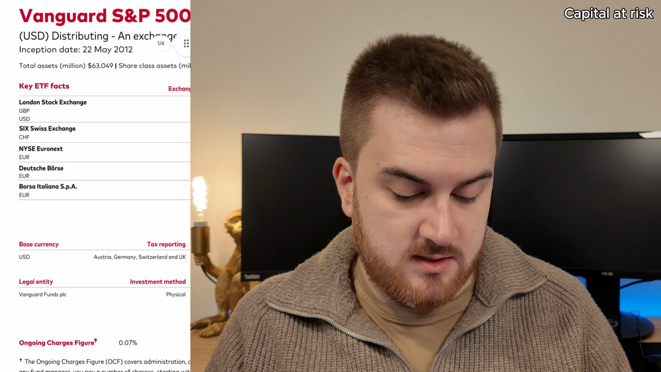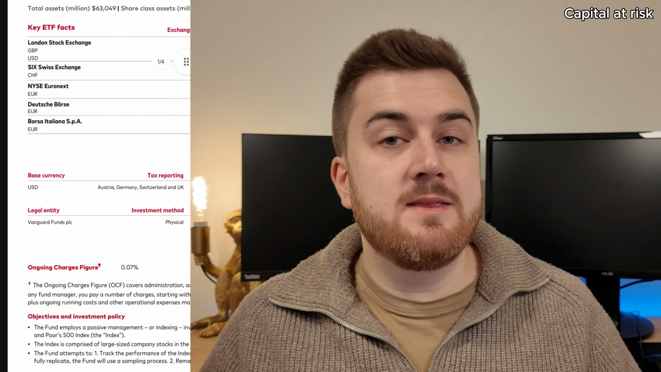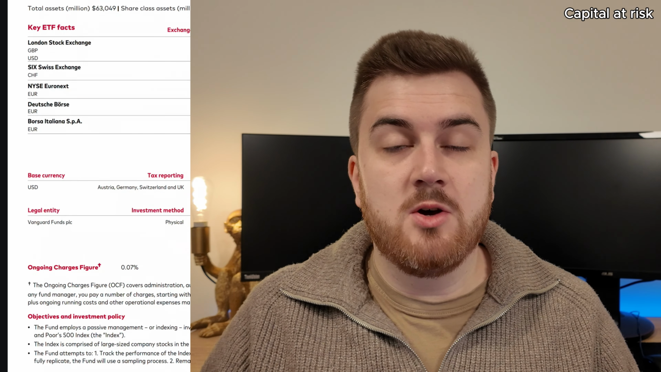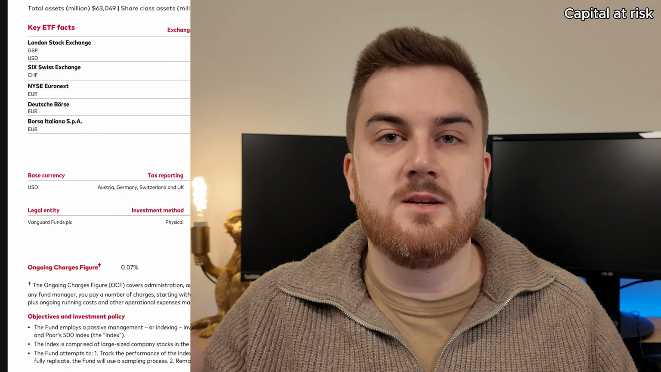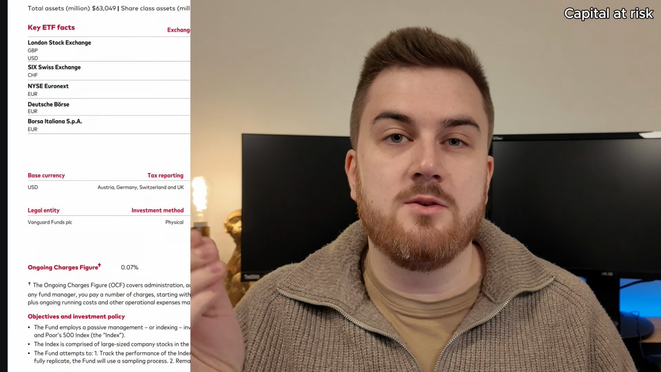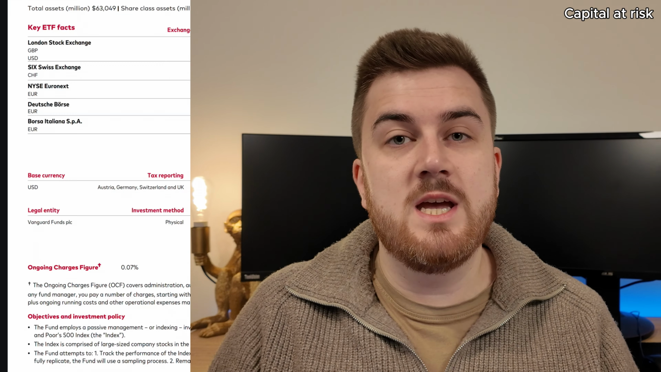the different stock exchanges. Another thing to keep in mind is the base currency. People get this confused. Base currency should not be confused with the listing currency, the trading currency. The base currency is just the underlying base currency of the fund. It's not the currency that you're purchasing your shares of the ETF in.